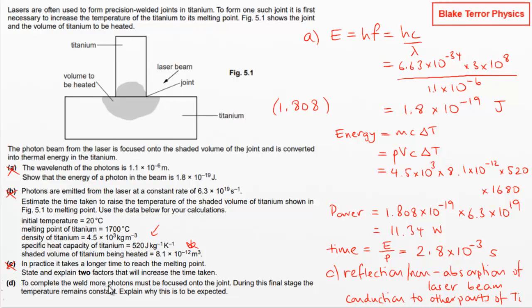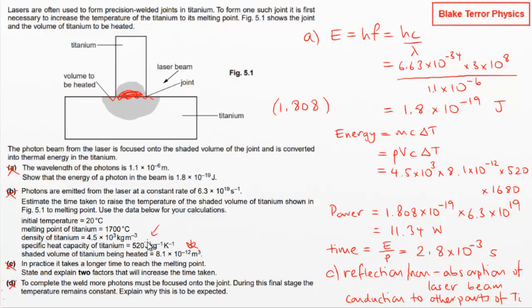Right, to complete the weld, more photons must be focused onto the joint. Okay, during this final stage, the temperature remains constant. Explain why this is expected. Right, so this is where we've got the actual welding bit happening. So we've got to get it up to the melting point, but then we need to actually melt it. I don't know if amalgamated is the right word, but we need to get it to actually merge together. We need to get it into the liquid form.